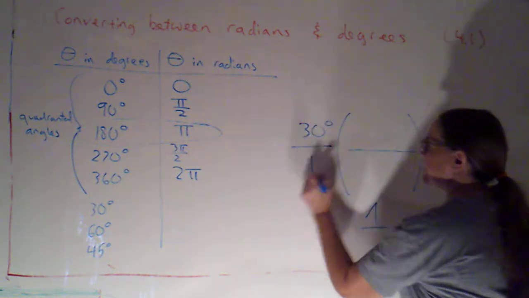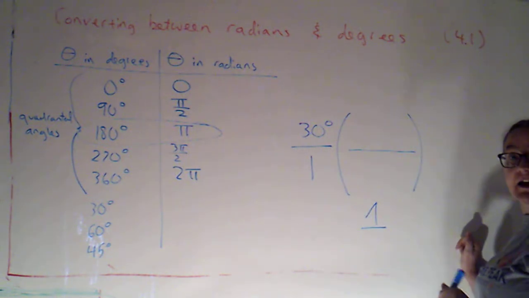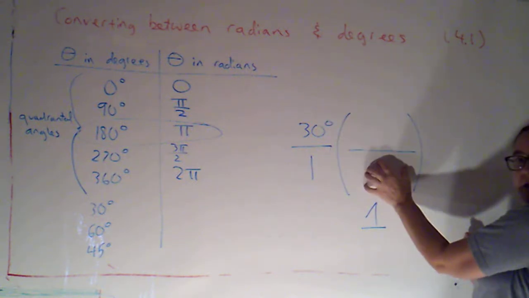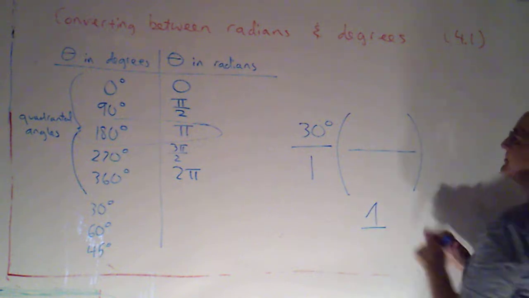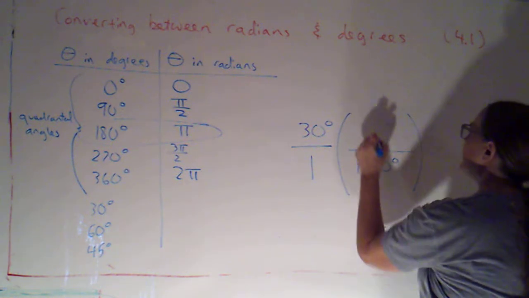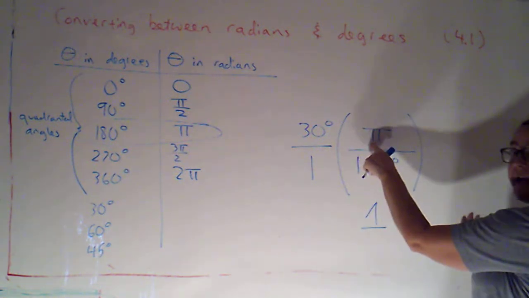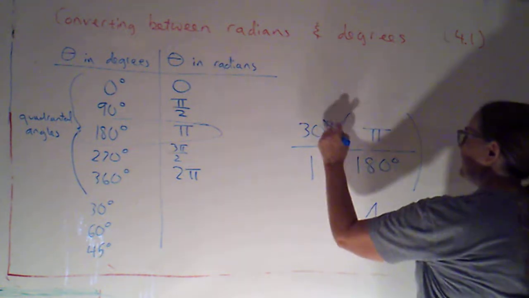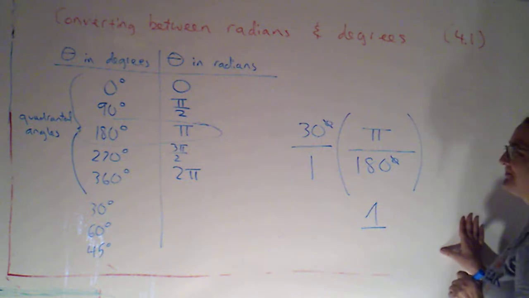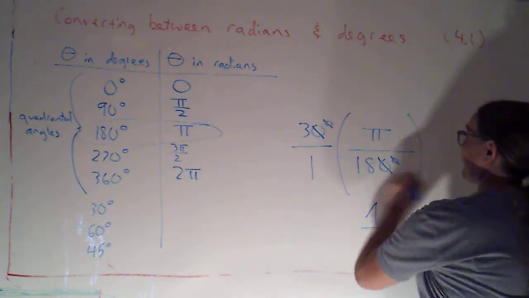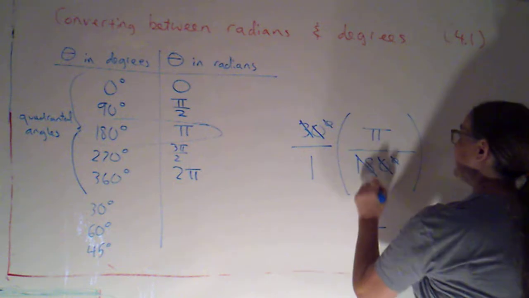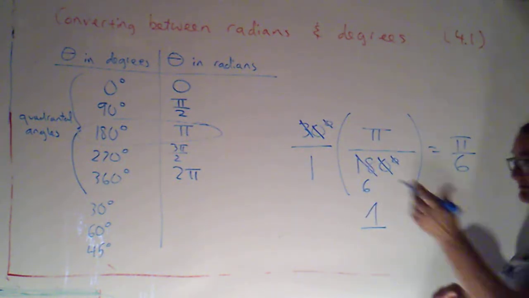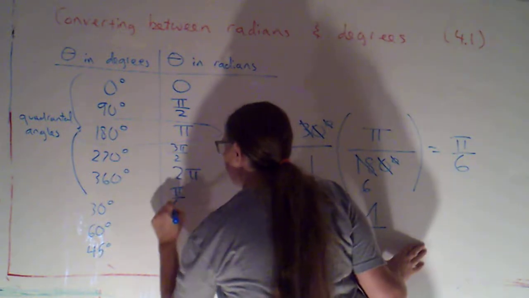Now, it might help to write that 30 degrees over 1 so that it looks like a fraction. My goal is to get rid of the degrees. If I put the degrees in the bottom, the degrees will cancel. So I'm going to say 180 degrees, that's the same as pi. With no unit here, that means radians. The degrees cancel. I can cancel a factor of 10, and 3 goes into 18 6 times. I get pi over 6. Fabulous.